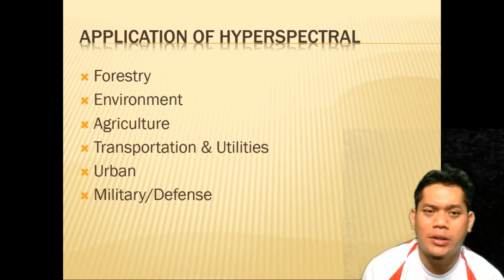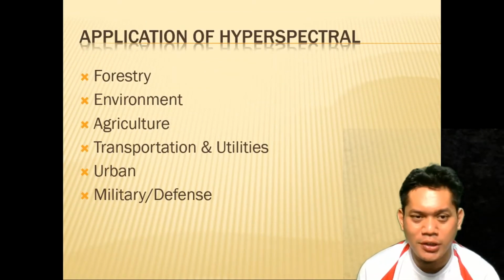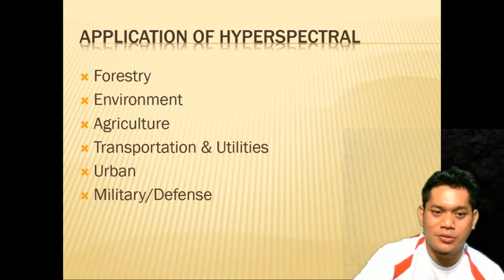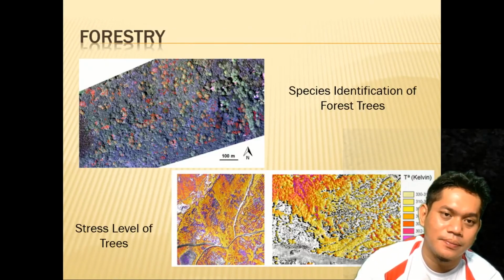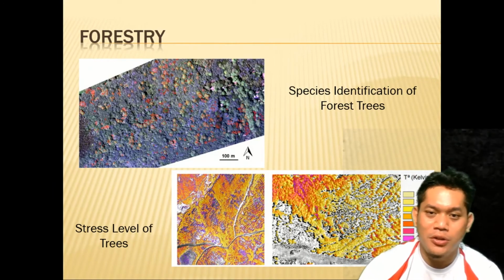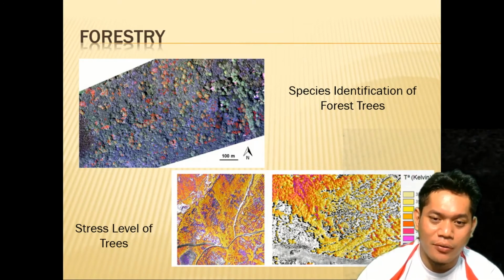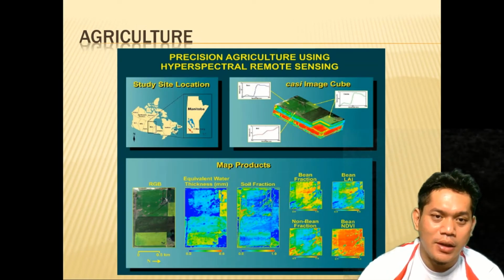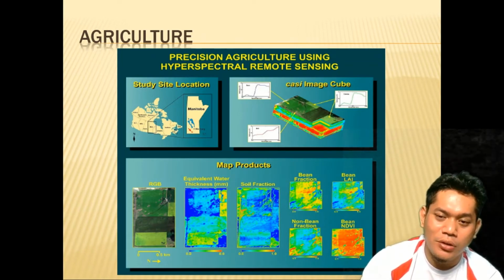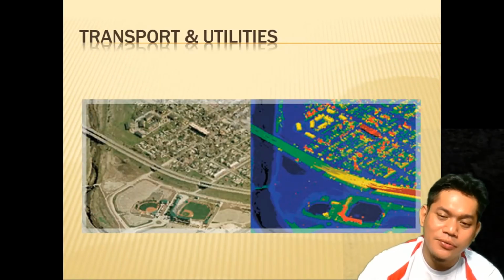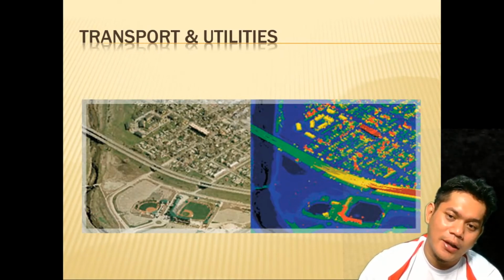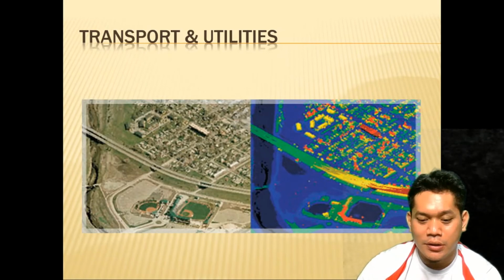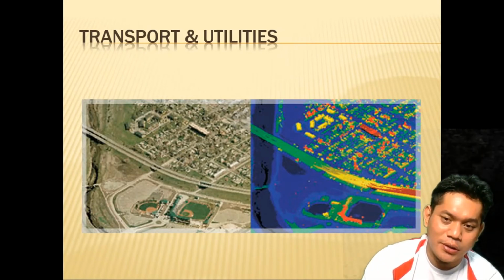Okay, and what are the applications of hyperspectral? It's good for forestry, environment, agriculture, transport and utilities, urban, as well as the military and defense. Okay, so in forestry, what can it do? Species identification or stress level of trees in detail. For environment, oil spill disaster or mining. Okay, for agriculture, for precision agriculture, in order to estimate the actual nutrient, water and so on. Transport and utilities, so that we can estimate the carbon or the emission gases from the cars.